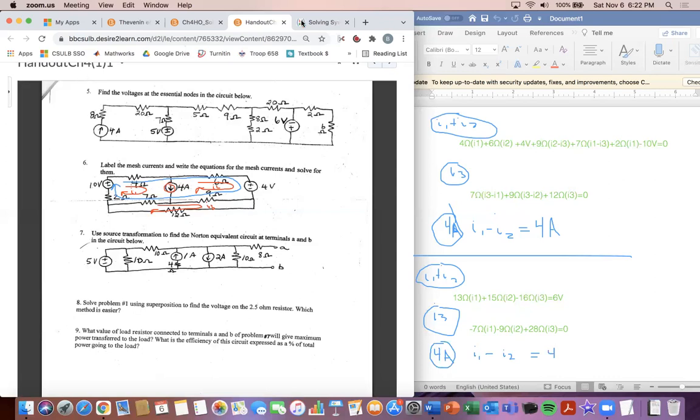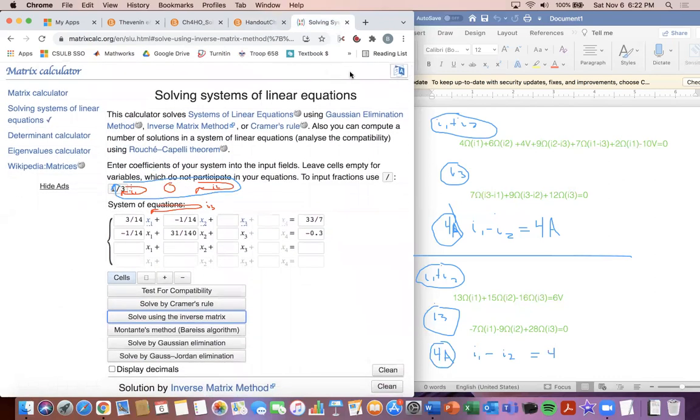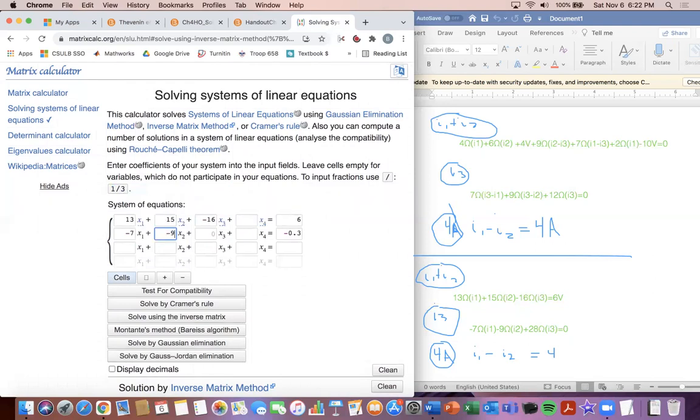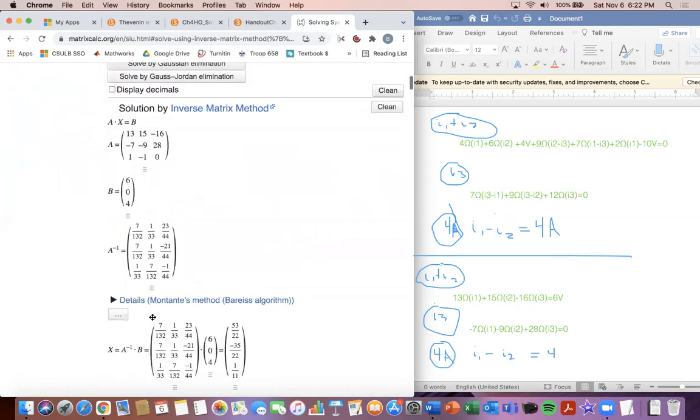And so when I plug it in here, let me clear all this. For the first equation, I have 13, for the second one, I have 15, and then here I got -16, and then I got 6. And then here I got -7, -9, and then 28, and 0. And here I got 1, -1, and then 4. Okay, solve using the inverse matrix.